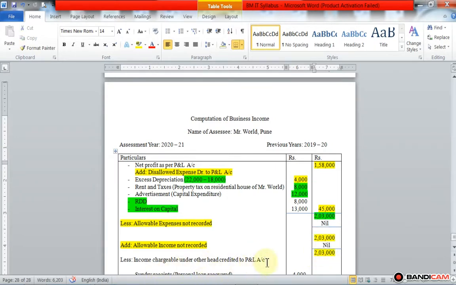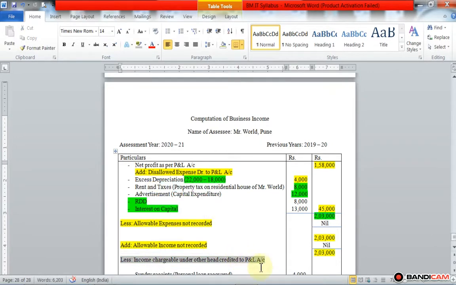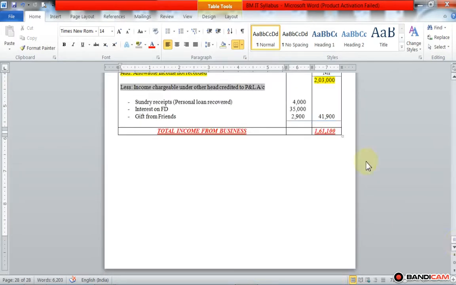Less: income chargeable under other heads credited to profit and loss account. Okay, income chargeable under other heads credited to profit and loss account. Okay, so adjustment number 4 is given: sundry receipts include personal loan recovered ₹4,000, which is credited to the profit and loss account credit side.